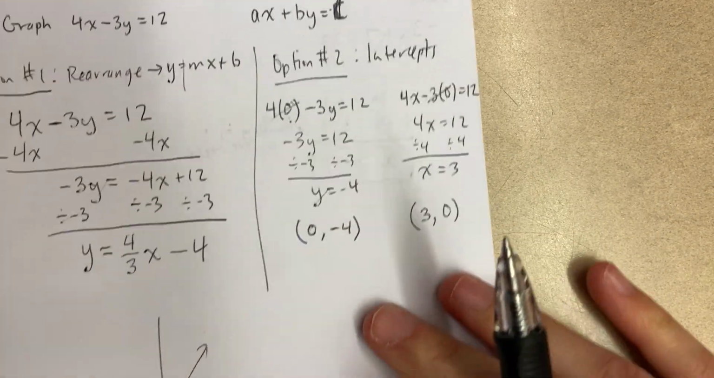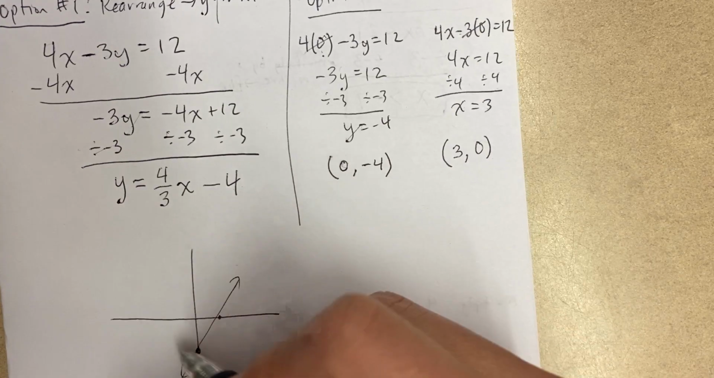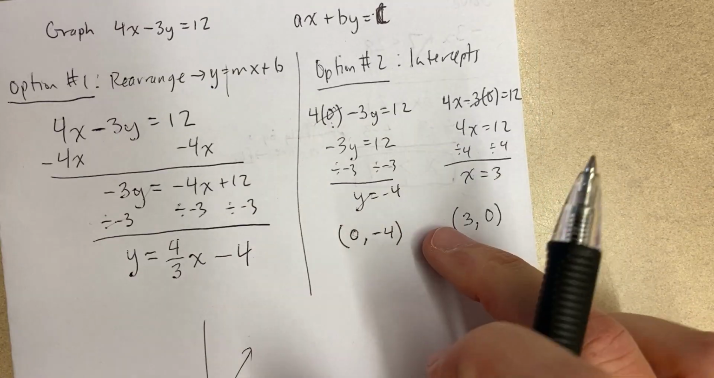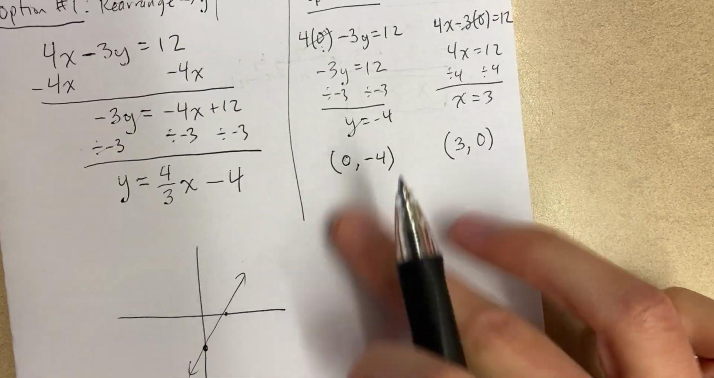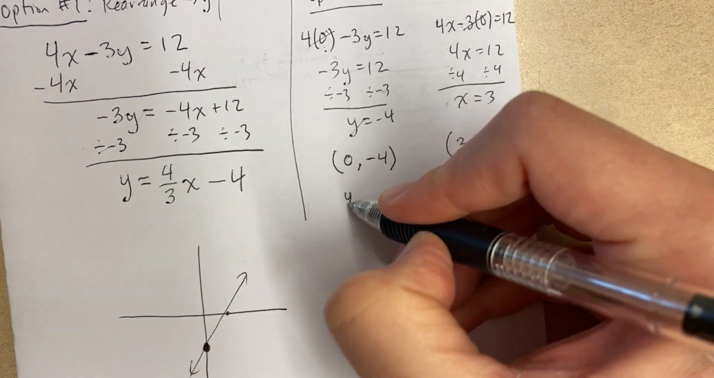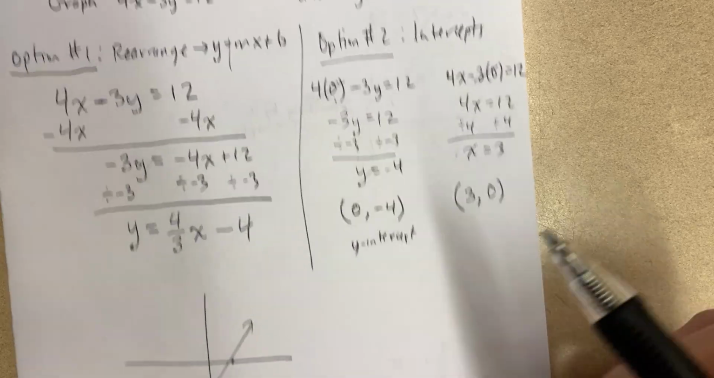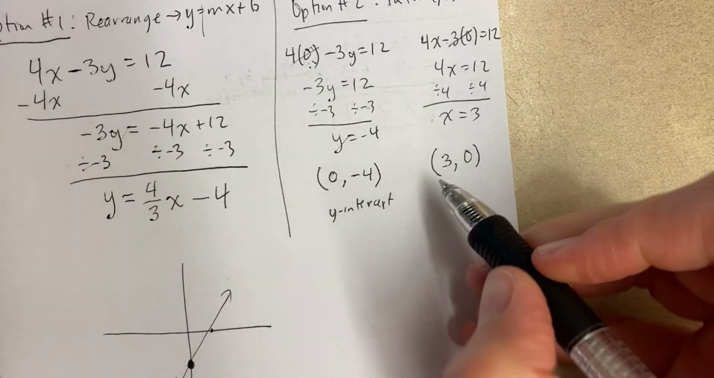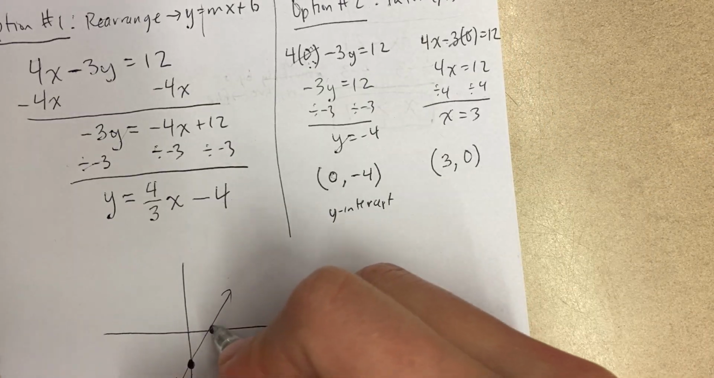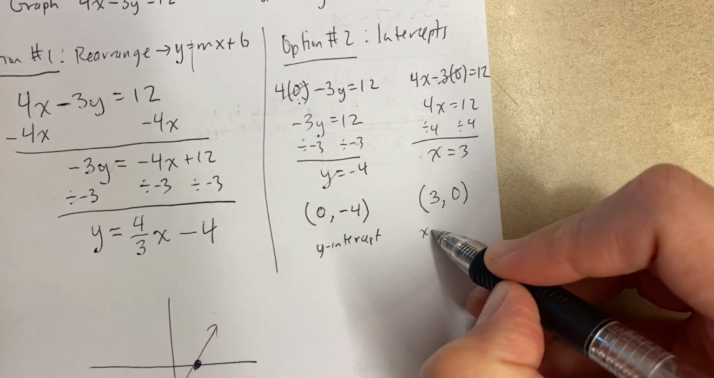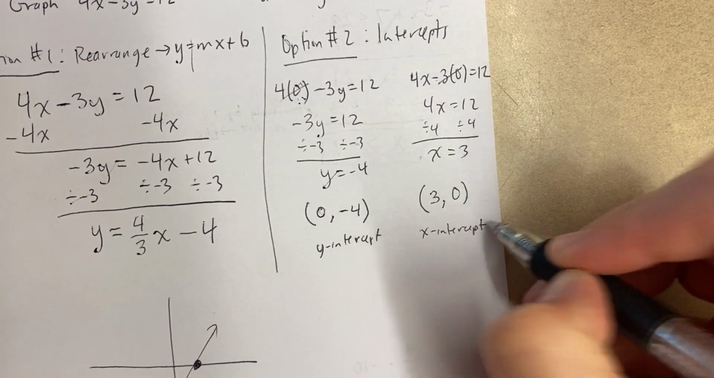So when I go to graph this, what I would do is graph this point, 0, negative 4, and look, remember these are two strategies of the same thing, so the answer is the same. I would graph this point, 0, negative 4. That's called the y-intercept because it's a point on the y-axis. I got it by plugging in 0 for x. And then I would plot this point, 3, 0, which is called the x-intercept. It's where the line hits the x-axis.